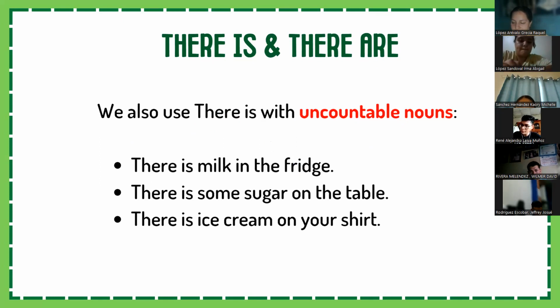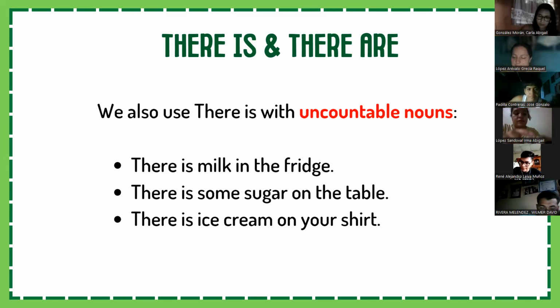Yes, el there is lo podemos usar con uncountable nouns siempre y cuando no estemos hablando de la medida de este uncountable noun. Si yo dijera, hay 4 botellas de leche en la refri, tendría que ocupar there is or there are. What do you think, guys? There are 4 bottles of water in the fridge. Very good. So there is, we also use it with uncountable nouns. Are we clear in this part? Yes. Okay, very good. So let's move to the next one.